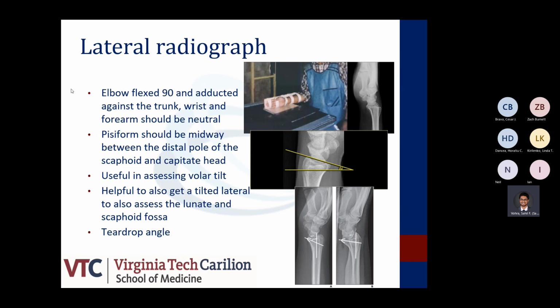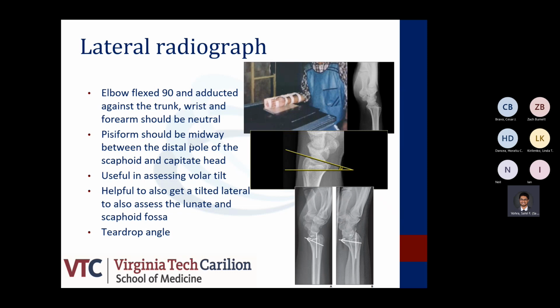On the lateral radiograph, the elbow is flexed 90 and adducted against the trunk. The wrist and forearm are in neutral position. The thing that makes a good lateral is the pisiform should be midway between the distal pole of the scaphoid and the capitate head. So pisiform's here, distal pole here, capitate there. So it should be somewhere in that range to really have a good lateral. On the lateral view, it's useful to assess volar tilt, which you can see here drawn nicely.